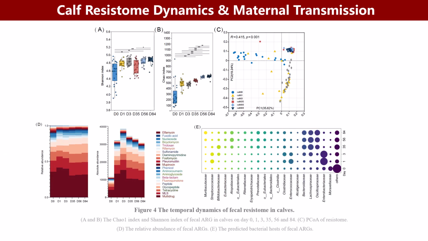Tracking the resistome of calves from birth to 84 days reveals that the abundance of resistance genes in meconium is the lowest, but it reaches a peak 3 days after birth, with Enterobacteriaceae being the main host. As the age of the calves increases, the structure of the resistome tends to be stable, and the total abundance gradually decreases. Age is the main regulatory factor.